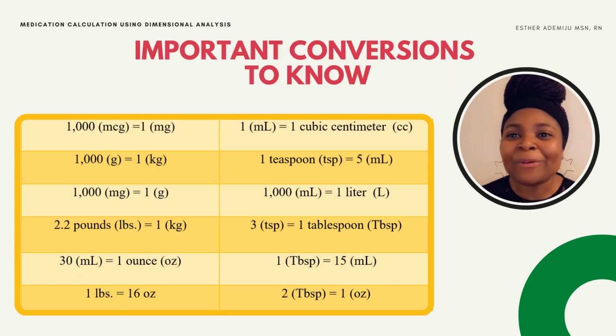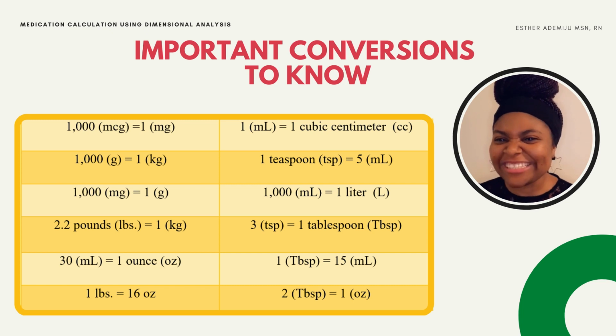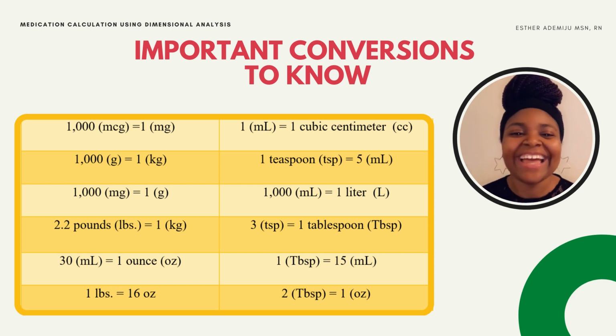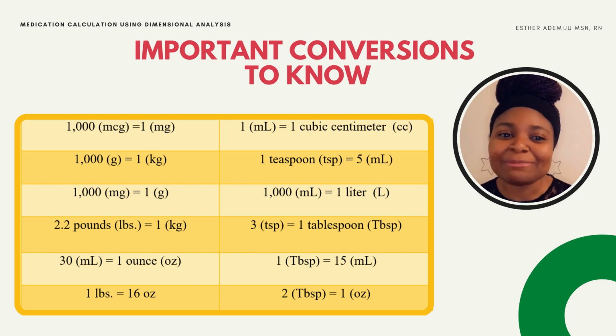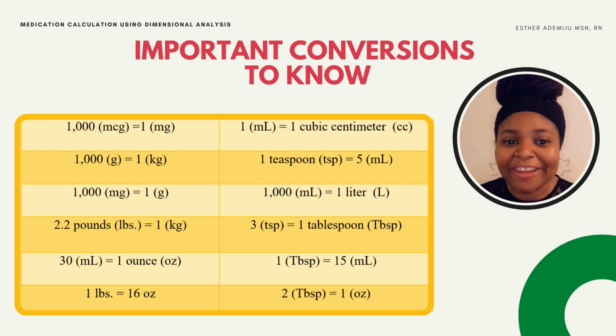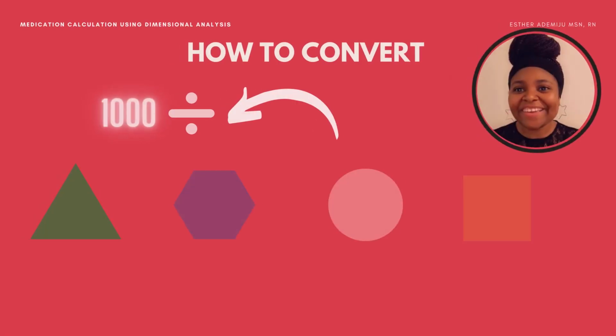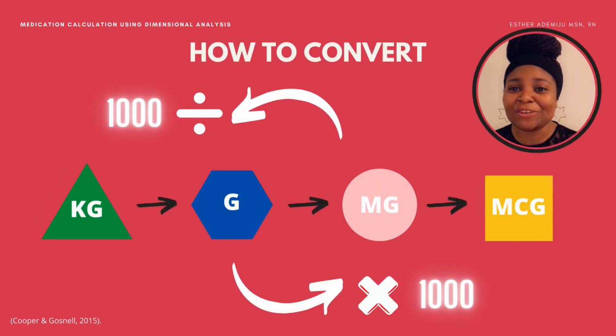Right here we have important conversions that you need to know. Unfortunately, we cannot do dimensional analysis effectively without knowing conversions. So you need to know that 1,000 micrograms is equal to 1 milligram. You also need to know that 2.2 pounds is equal to 1 kilogram, 1 pound is equal to 16 ounces, 2 tablespoons is equal to 1 ounce, and so more. In fact, what I have on the screen right now is not all the conversions you need to know. There's so much more. Right here on the screen is a pictorial representation of how you can easily do your conversions. So you have kilogram, gram, milligram, and microgram.